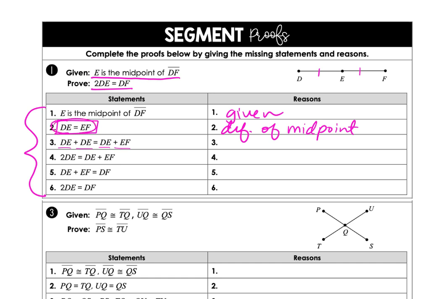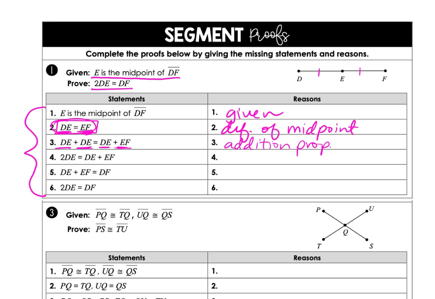So if we were going to substitute, we could say DE equals DE or EF equals EF. That would be substitution. What did we do to what it was? It was DE. Now it's DE plus DE. It was EF. Now it's DE plus EF. Addition. We added that DE to both sides. So that's the addition property, because we added the same thing to both sides.